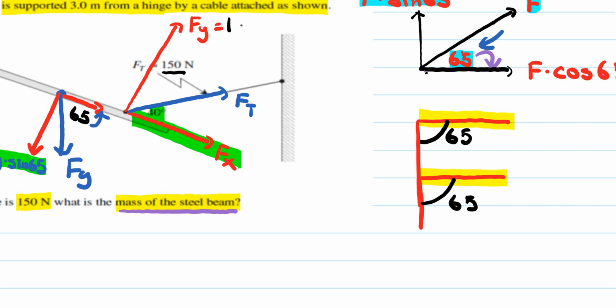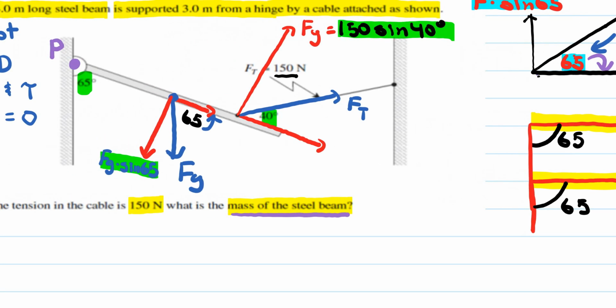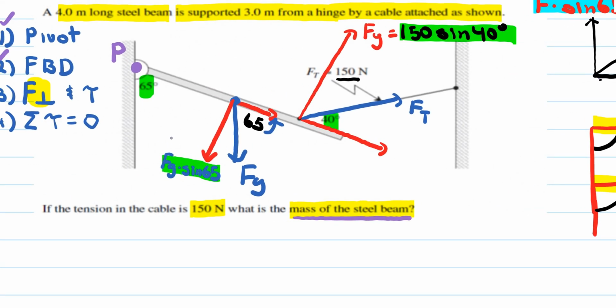So this will be 150 times sine of 40 degrees. All right, so there you go. If I highlight the expressions here in green, those are the components that we need to set up our next torque expressions. So using a purple marker here, there's a torque here. This is torque 1, and this is torque 2 there.